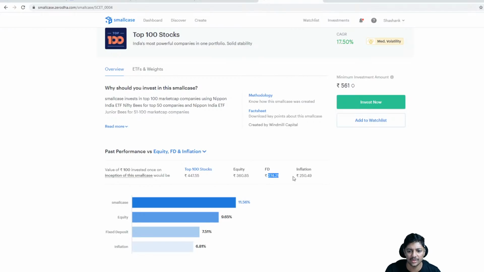FD would give you 274, inflation is 250, top 100 stocks is 450. Your actual net profit would be 450 minus 250, which is around 200 and something, less than 250 rupees stock. Yes. So this is what it is.